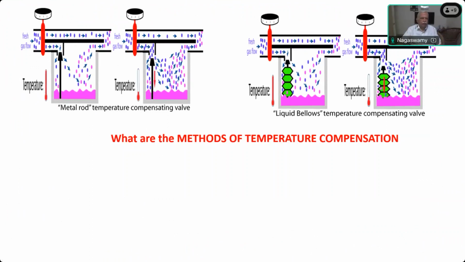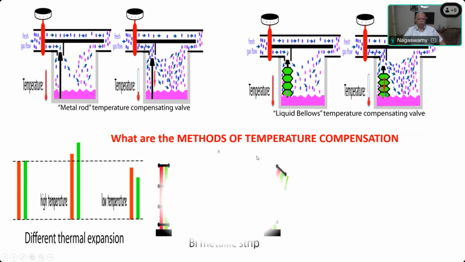So you have to adjust the bypass flow, the fresh gas flow coming into the vaporizing chamber, to maintain the same concentration. And when the temperature drops, the vaporization will decrease. So you allow more fresh gas to come in to pick up more vapor. And there are liquid bellows types, which shrink and expand. These are the two methods.